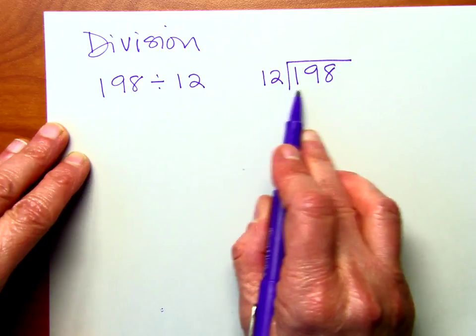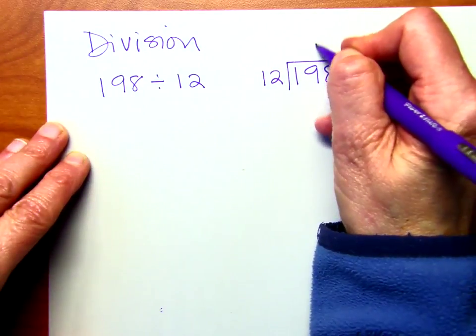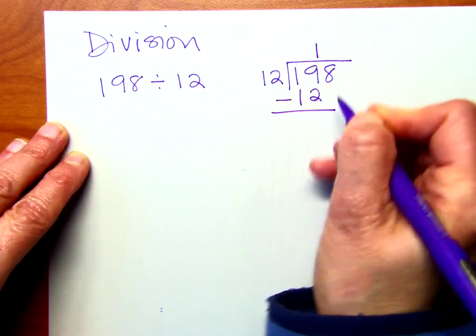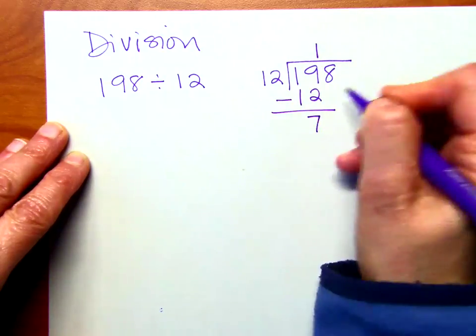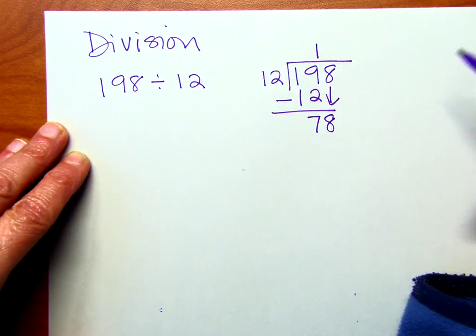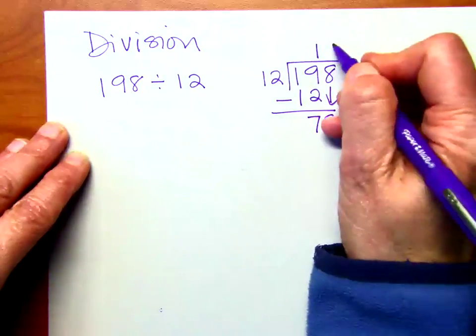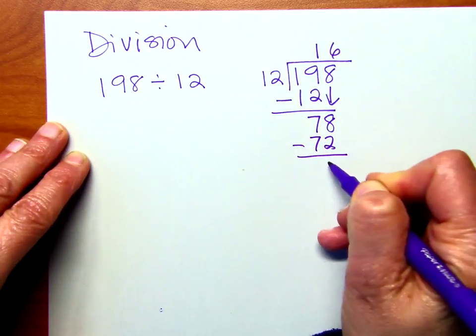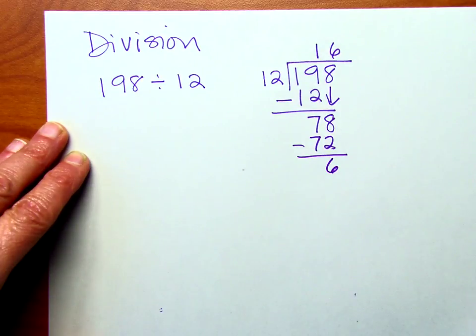12 doesn't go into 1, but it will go into the 19 one whole time. And that leaves us 12. Find the difference, it is 7. Bring down the 8. Now I know 6 times 12 is 72. So I'll subtract that from 78 and I get 6 left over.